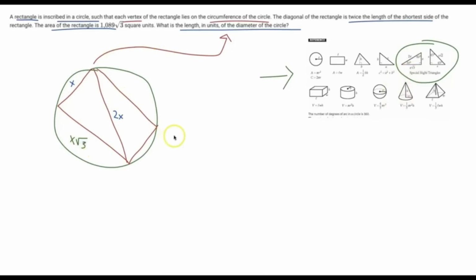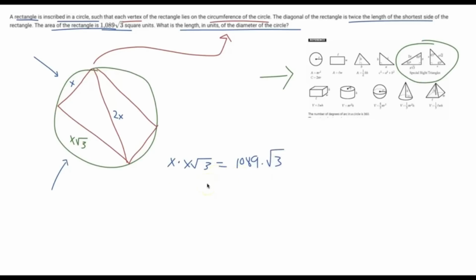And we know length times width equals the area of a rectangle, and we have the width right here and the length right here. And so we just have to multiply those together. So x times x square root 3 is going to give us the area that they provided. So 1089 multiplied by square root 3 square units. And all we have to do now is solve for x.